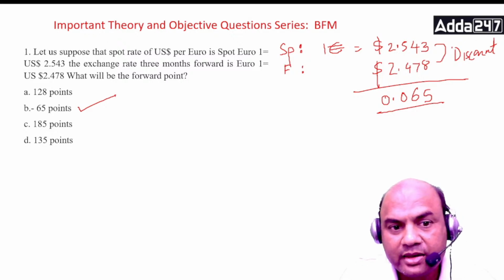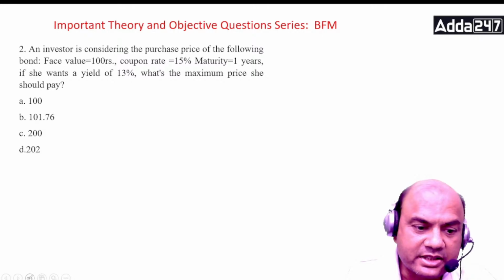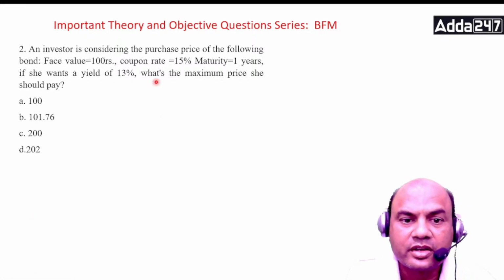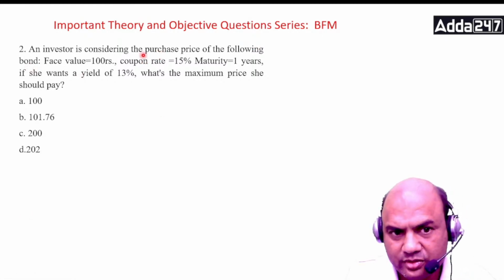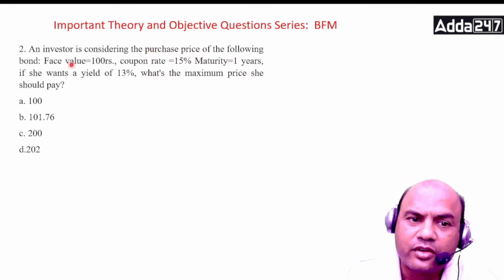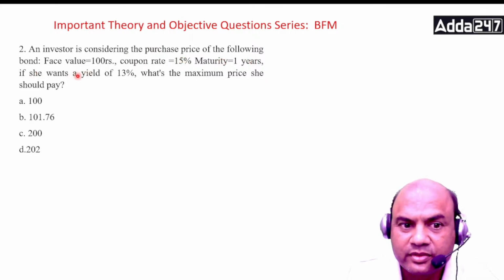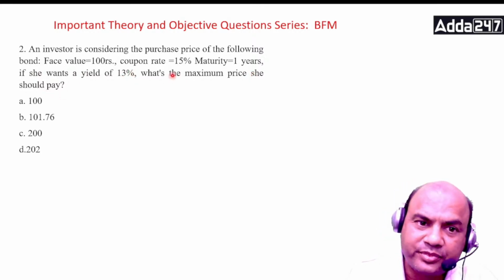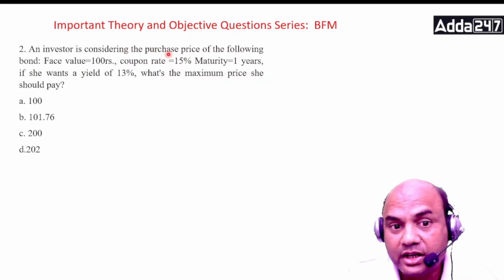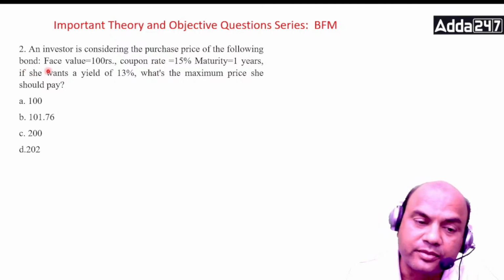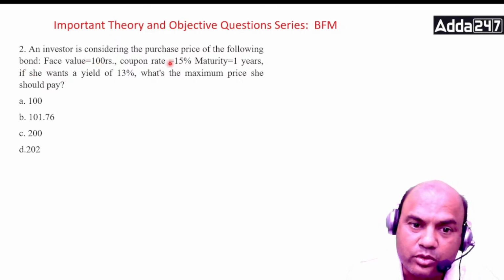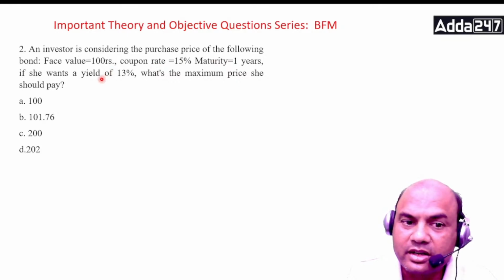Second one. An investor is considering the purchase price of the following bond. So he is planning to purchase. Face value 100, coupon is 15%, maturity is 1 year. If she wants a yield of 13%, what is the maximum price she should pay? Kindly note, it's not only he, it should be she also. Of course, we can't be gender biased in this. So face value is 100, coupon rate is 15, maturity 1 year, yield required is 13%.